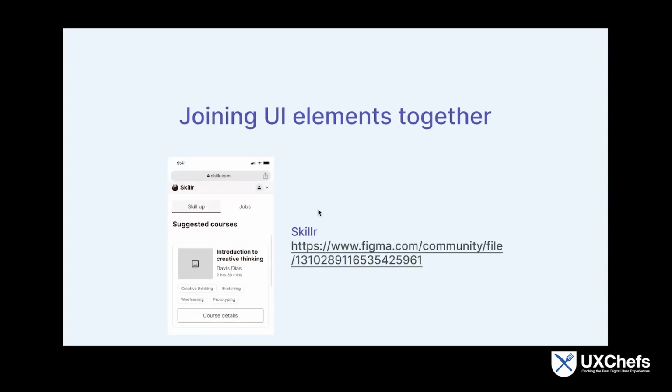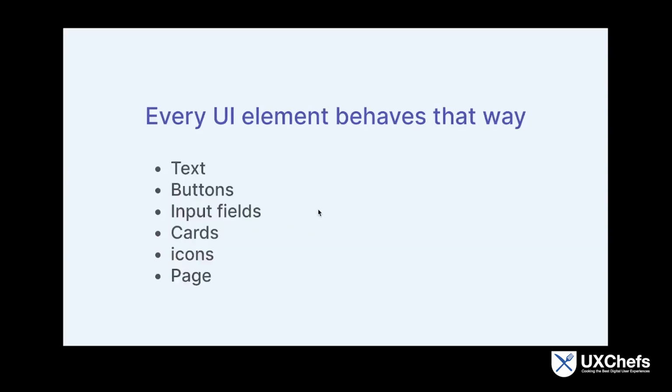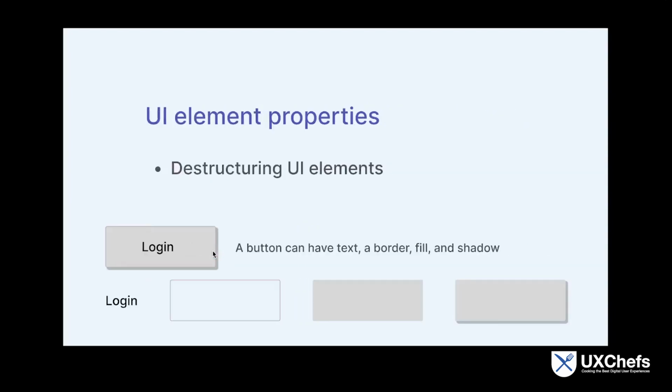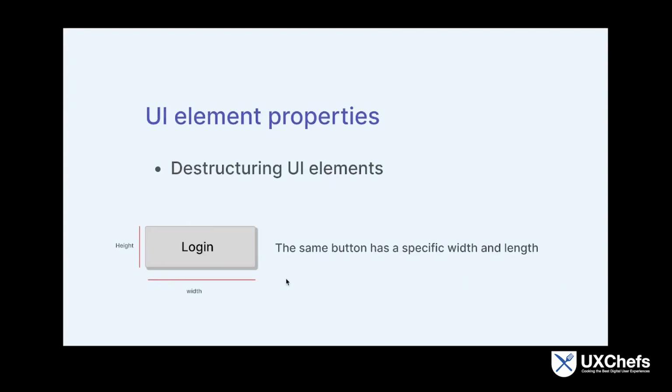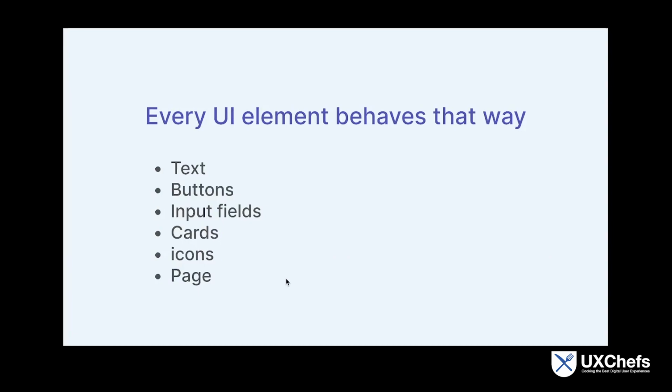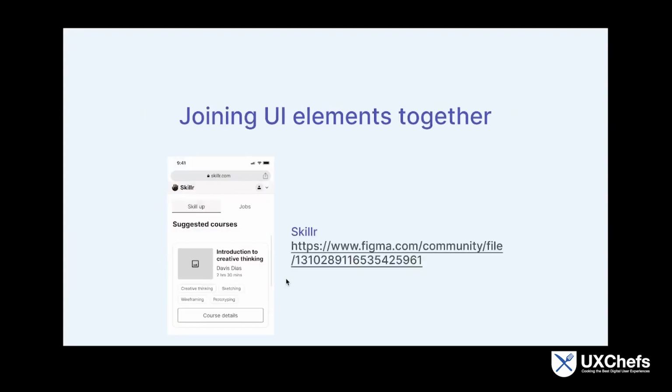So moving on, you have to make sure that these UI elements are joined together. So from making sure that you destructure the UI elements and finding out the other properties and manipulating them and getting to know that all UI elements share these same properties, you can later on join these properties to make sure that you form complete pages.